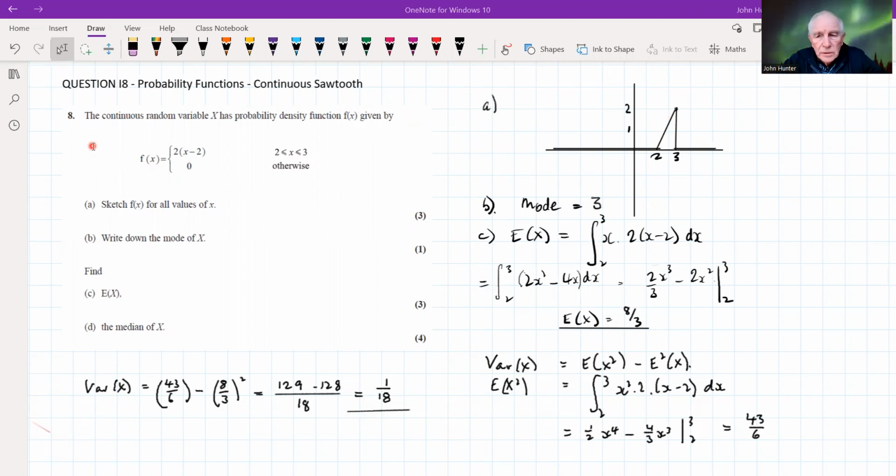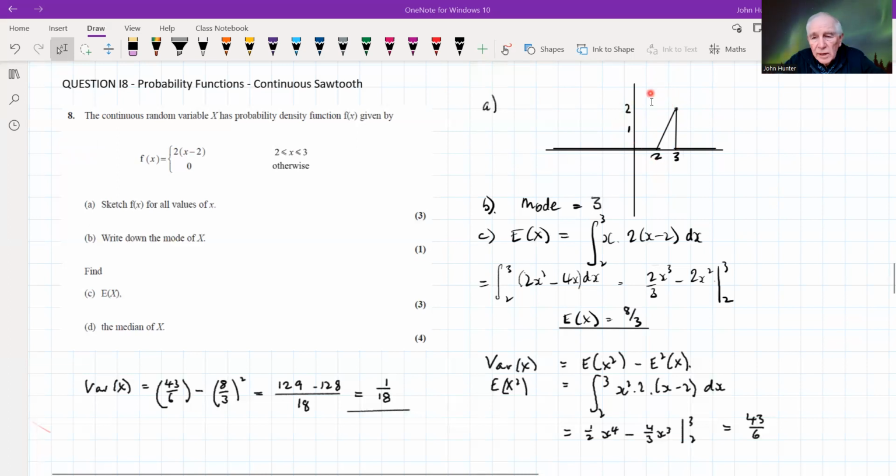So we can draw that. It's a straight line, isn't it? 2 into x minus 2. So we only need 2 points. If we substitute 2 and 3 in there, we get 0 and 2 respectively. Connected, therefore, by a straight line. So this is what it looks like.